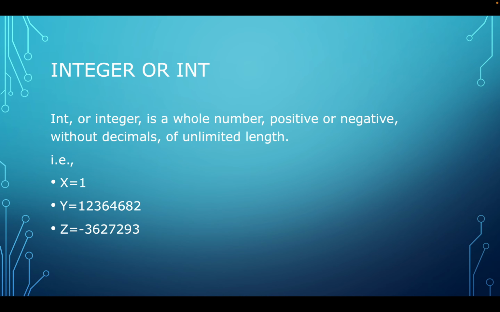Now let's start with integer or int. This is a whole number, positive or negative, without decimals, of unlimited length. It can go up to thousands or lakhs or crores. So for example, x is equal to 1, that is an integer. y is equal to 1, 2, 3, 6, 4, 6, 8, 2. That is a made up number obviously. That is also an integer. z is equal to minus 3627293.